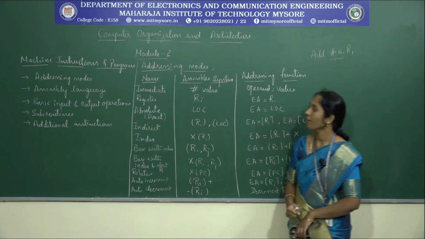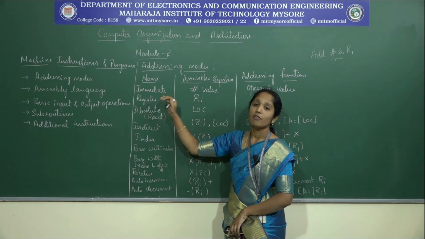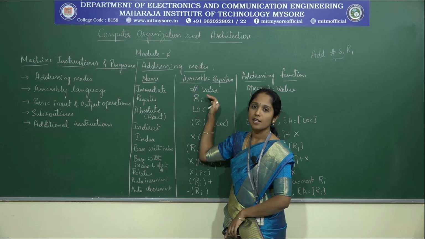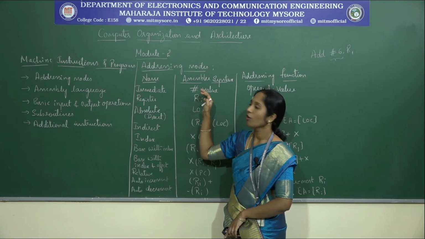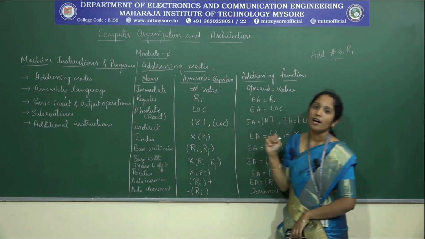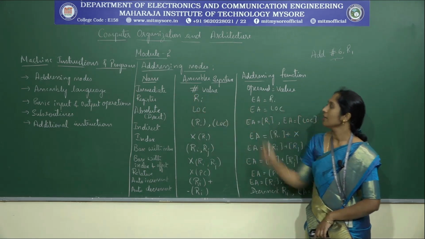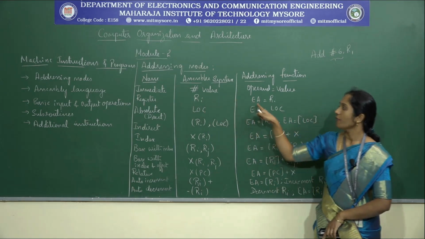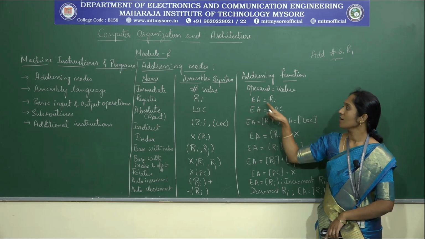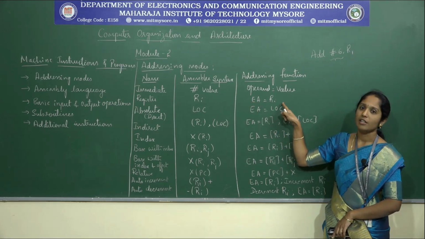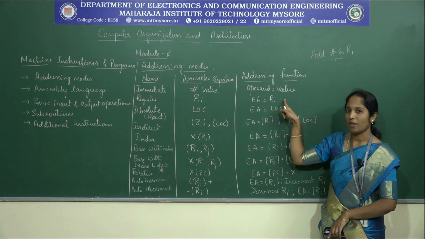Next we have the register addressing mode. In this we use the general purpose registers which are present in the processor for representing the operand. Here you can observe I have written Ri. The effective address, EA, is nothing but Ri. Therefore Ri contains the value of the operand.